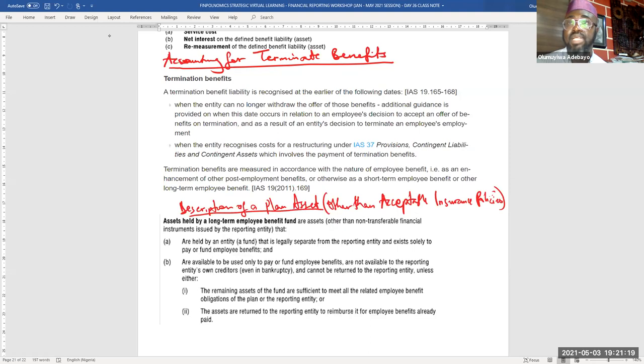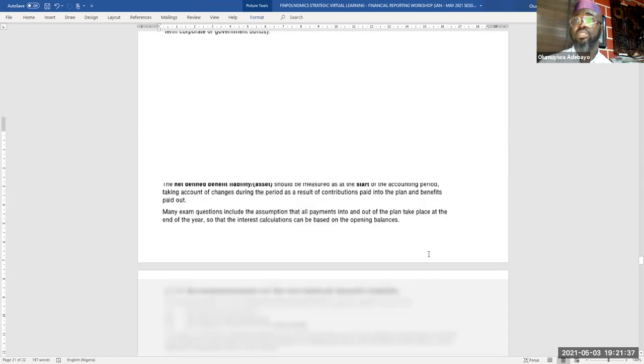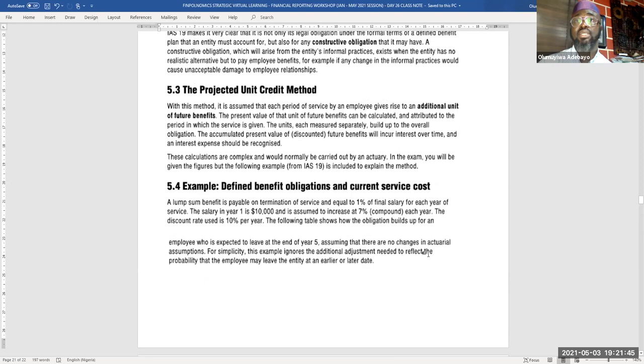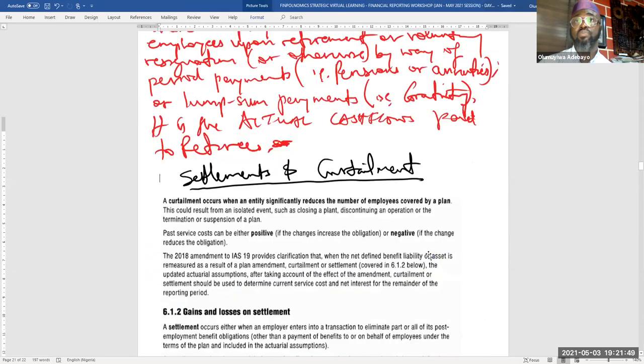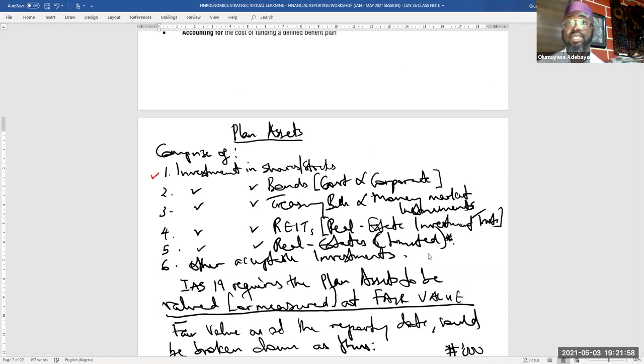Okay, that is how we describe plan assets, other than acceptable insurance policies, which you have defined earlier. And that's why when you come back here to when we define our plan assets, you'll find out that all of these qualify as long-term assets. Okay, where do we describe them? I think we give examples of those assets here. You can see that all of these assets qualify: shares, bonds, treasury bills and money market instruments, real estate investment trust, unit trust, ETFs, other than hedge funds that are highly volatile, or derivative contracts that are highly volatile, and also other acceptable investments. Okay, and that is that in that regard.